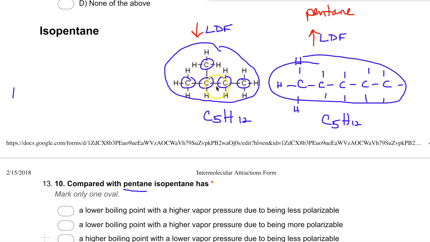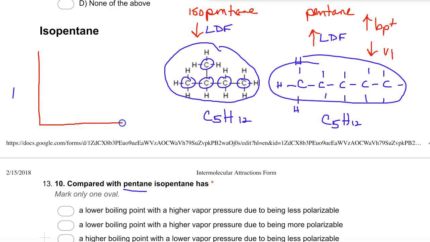The iso means isomer, same number of stuff, different structure. The pentane, this is isopentane, okay, is going to have a higher boiling point. Now, of course, higher boiling point means that it's going to have a lower vapor pressure. Remember our chart of table H.